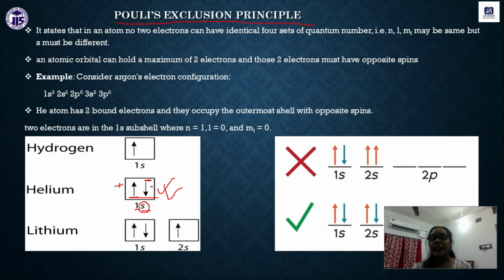That means the spin quantum number will be different, and only then will the electrons be stable in the same energy level. Understand? So this is called Pauli's exclusion principle. Between two electrons, a maximum of three quantum numbers can be the same. The fourth one must be different for atomic stability.